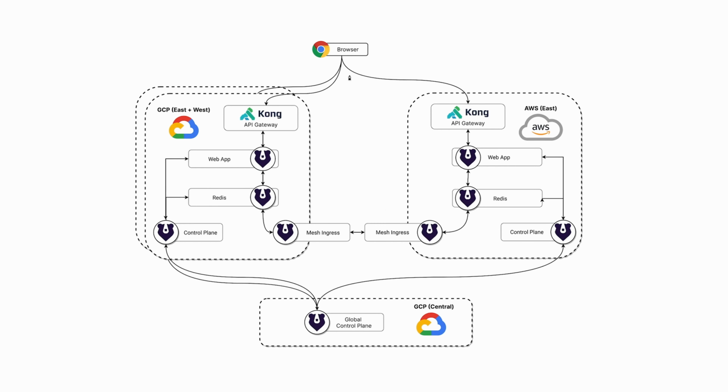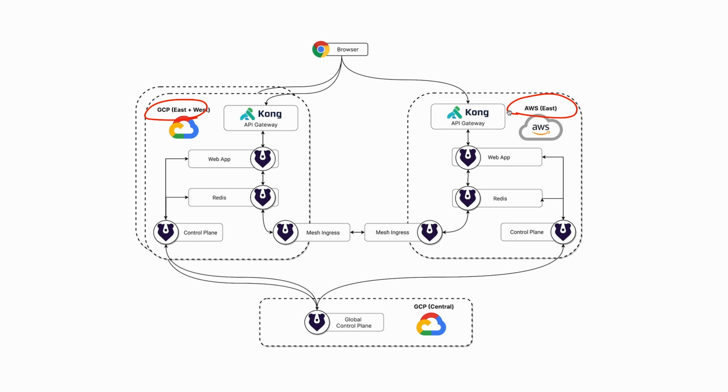Hey there, and welcome. For this demo, I'm going to walk you through a multi-cloud, multi-zone setup of Kong Mesh. Before we dive in, let's take a quick look at the architecture. Here, we have a single service mesh, joined across 3 separate cloud deployments, otherwise known as a multi-zone deployment. 2 are in GCP, East and West, and 1 is in AWS East.